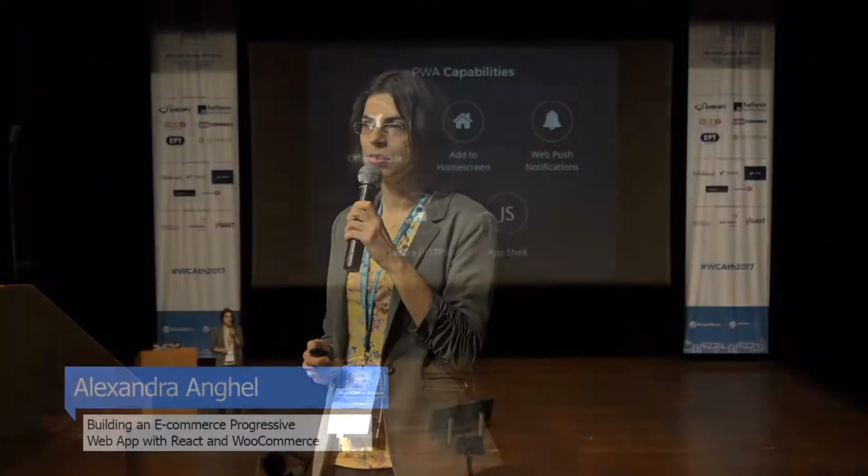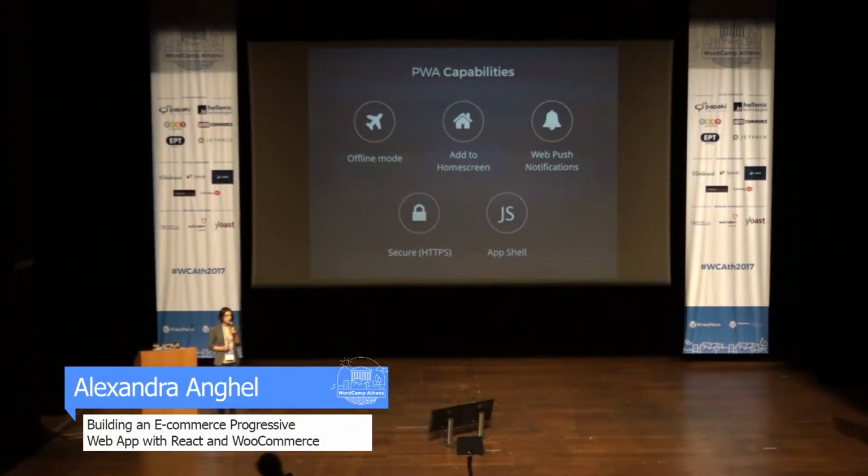A progressive web app has the following capabilities: offline mode, add to home screen or web app install banners, and web push notifications. With the introduction of the Web Push API, we can now send push notifications to our users even when the browser is closed. Offline mode, add to home screen, and web push notifications are all implemented using service workers.